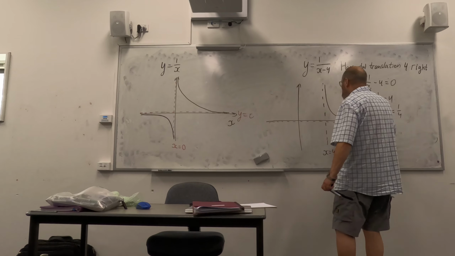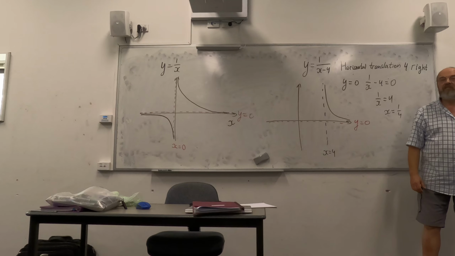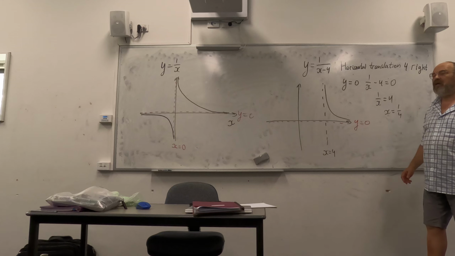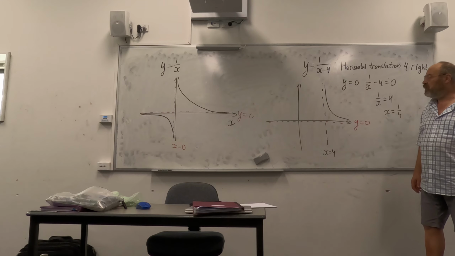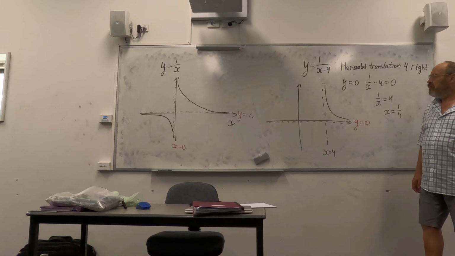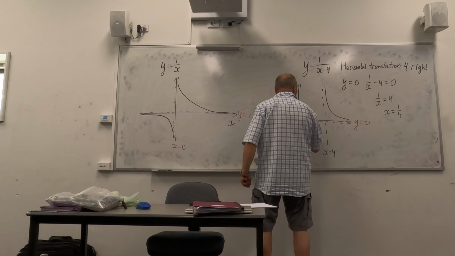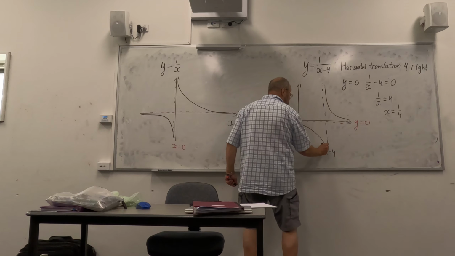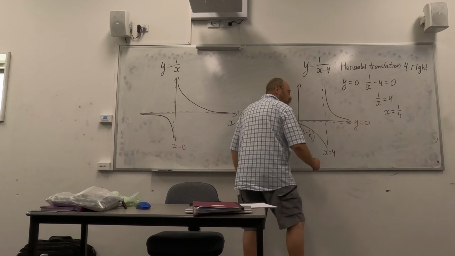This branch will be like this. Now, which intercept will we get? The y-intercept. We substitute x equals 0 and get the y-intercept, negative a quarter. So we have the point (0, negative 1/4) on the graph.